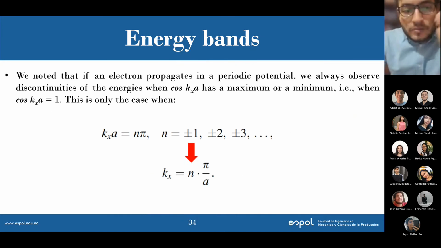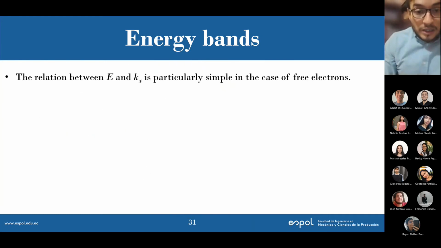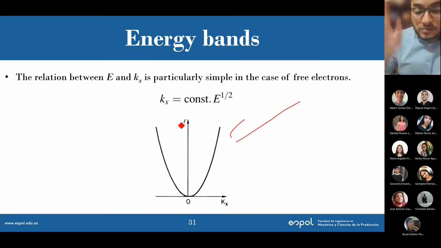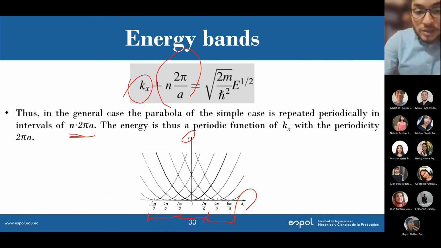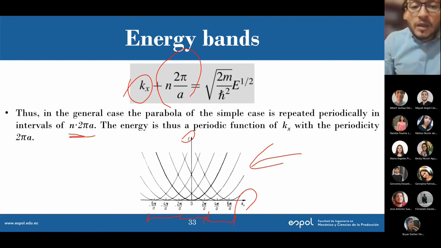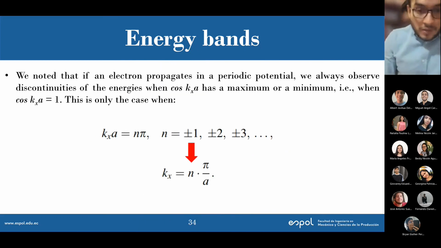Okay, now let's go to the periodic potential. We noted that if an electron propagates in a periodic potential, there are always discontinuities. It's not like this case, which is just the free electron case. No discontinuities, it just keeps going and going. But for the potential well, and even better for the periodic potential, which is a repetition of the potential well, there are discontinuities of the energy.